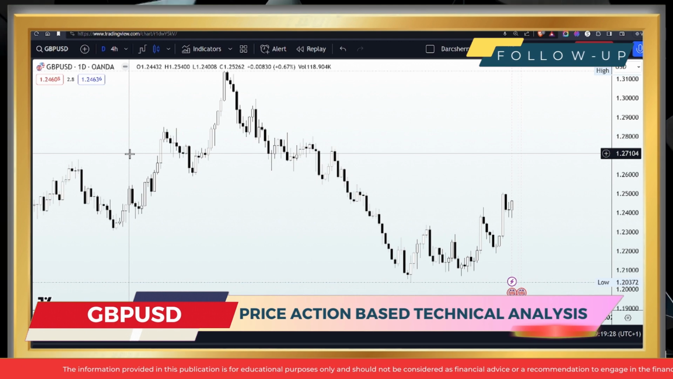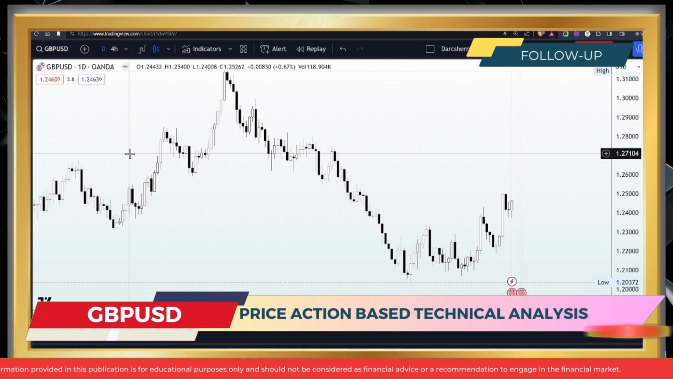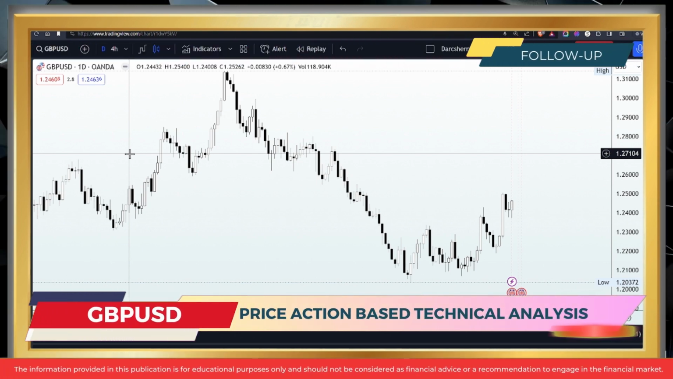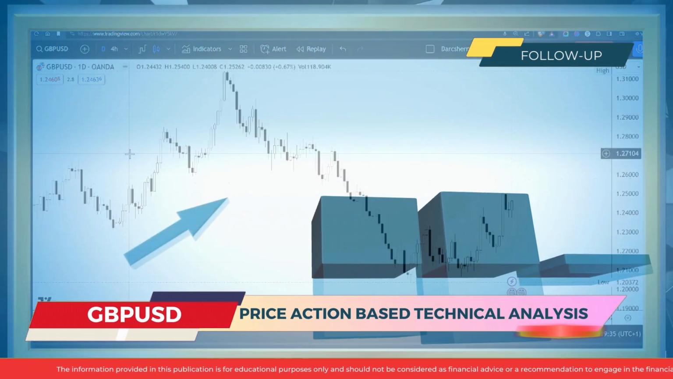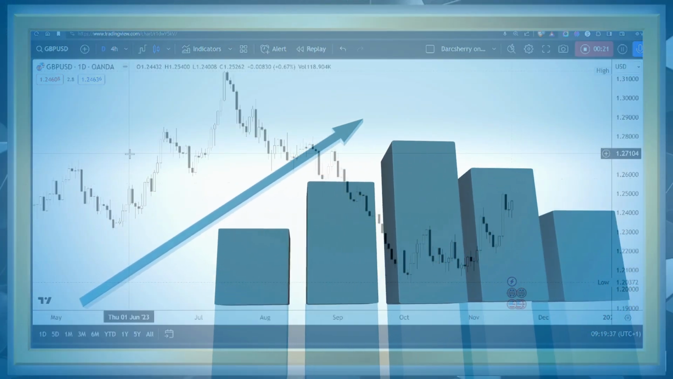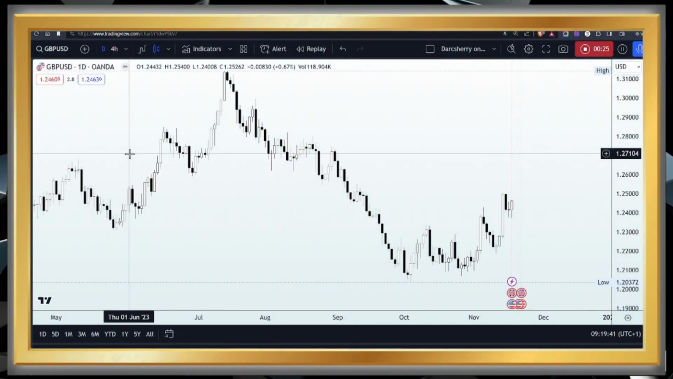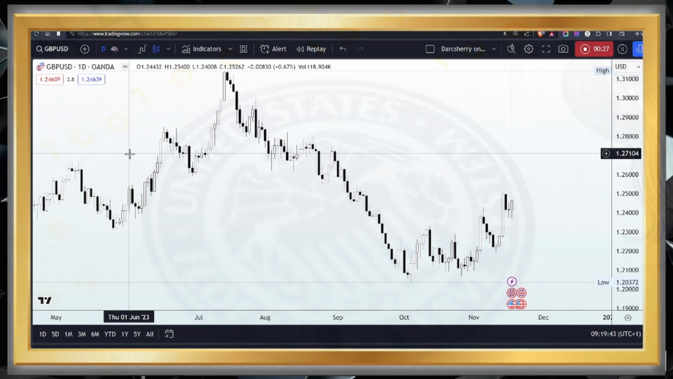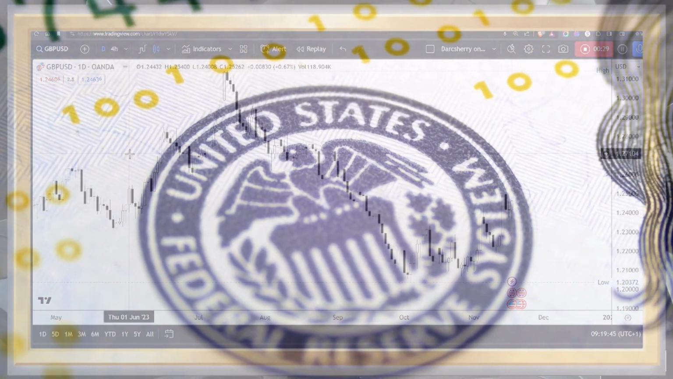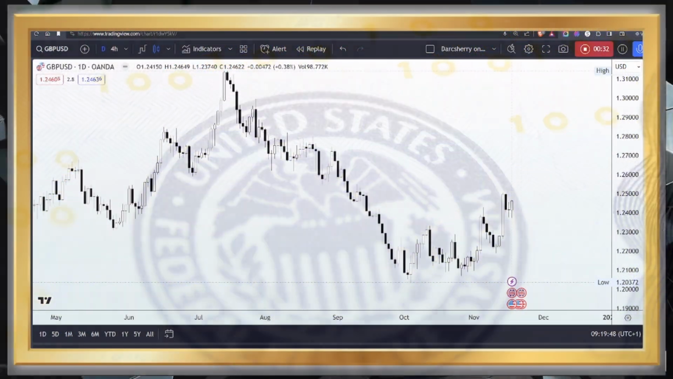Today, our focus is on the GBPUSD market, which witnessed a remarkable 2% bullish surge in the last week's trading session, fueled by broad market risk appetite amid speculations that the Federal Reserve has concluded its interest rate hikes.